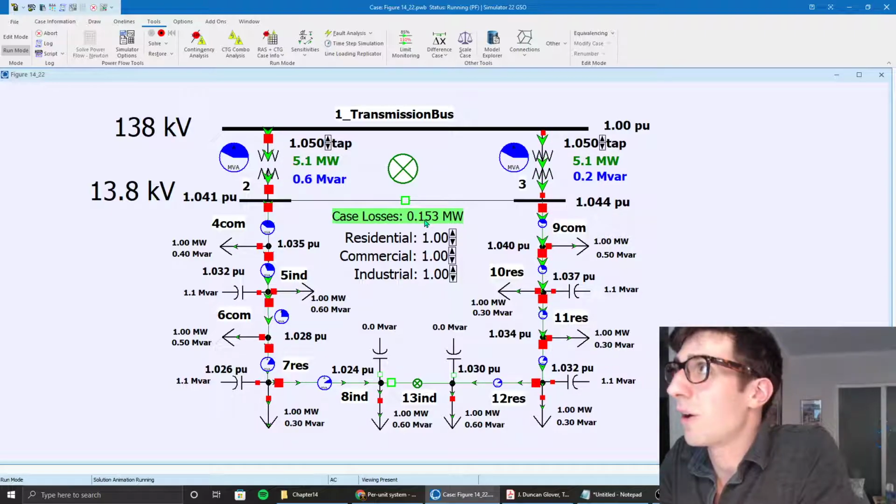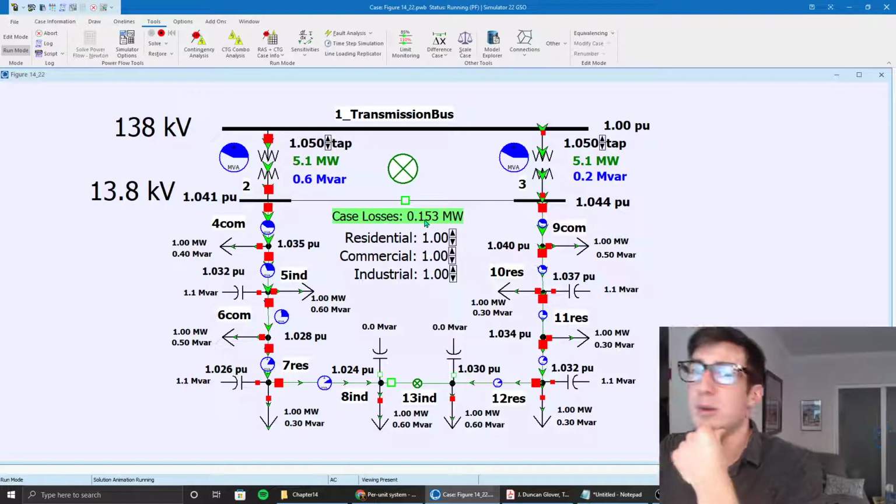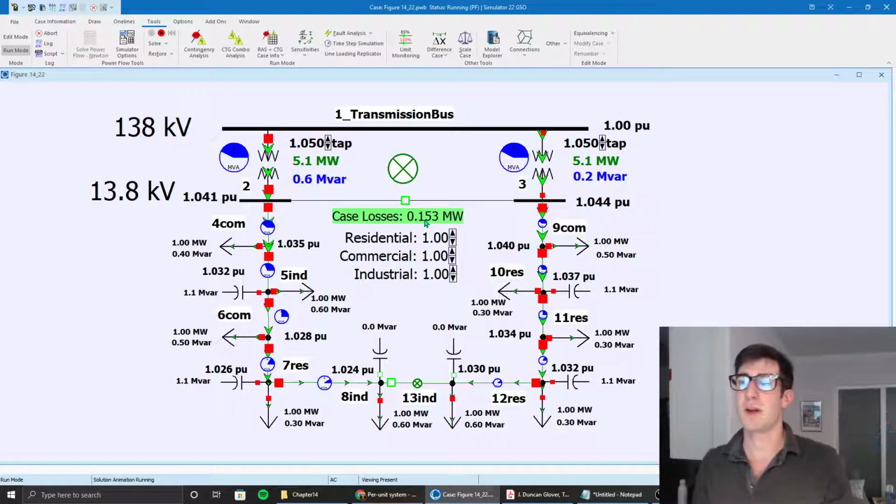Sometimes this is a bit of an art, trying to balance out what you're going to turn on and off, but you can see the implications of how distribution automation is very practical and the way of the future.